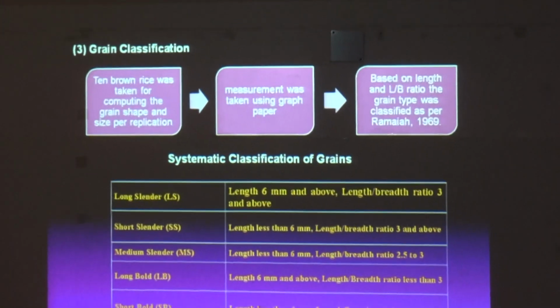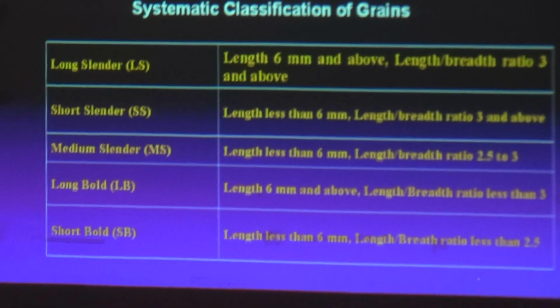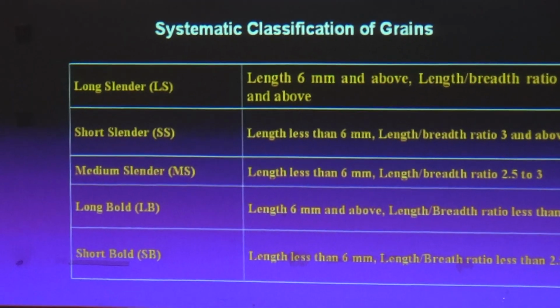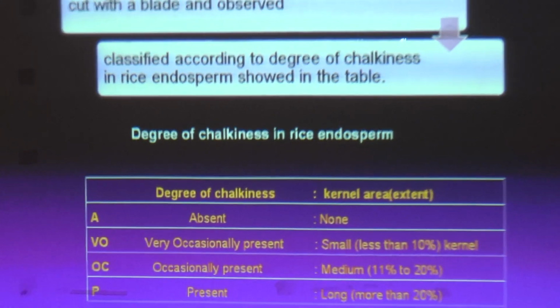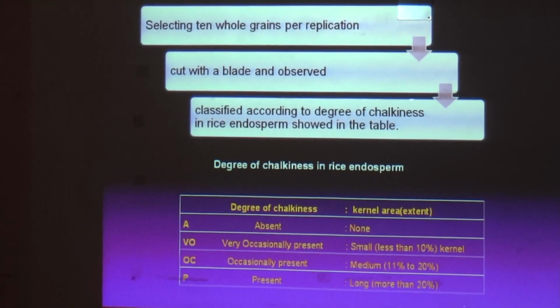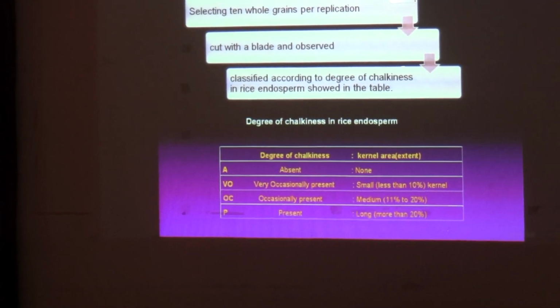So grain classification is based on the length or breadth of the grain. The rice is classified into different categories, that is long slender, short slender, medium slender, long bold and short bold. Next slide. Then the chalkiness. Chalkiness is the major problem, and most of the grains have some amount of chalkiness. Only two or three varieties will have little chalkiness.